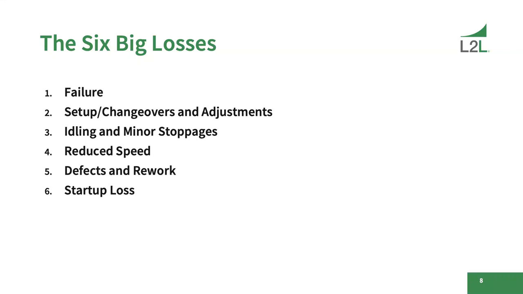So understanding these 6 losses is really important, because it's something that we're going to look at as we go through an entire TPM system, and especially in autonomous maintenance. It's important that your operators understand these 6 losses as well. And so we want to focus in on those. We want to be able to understand that.